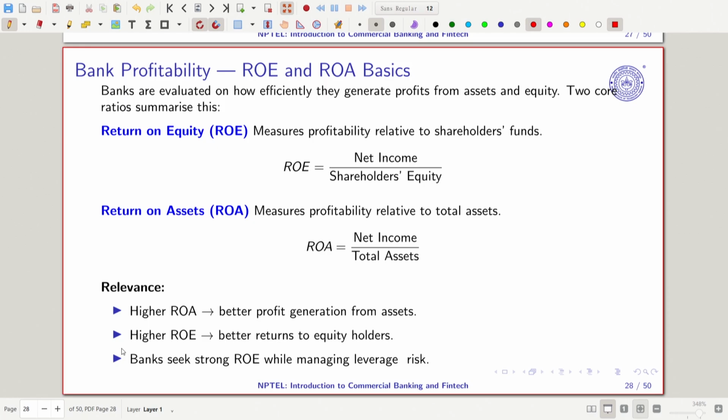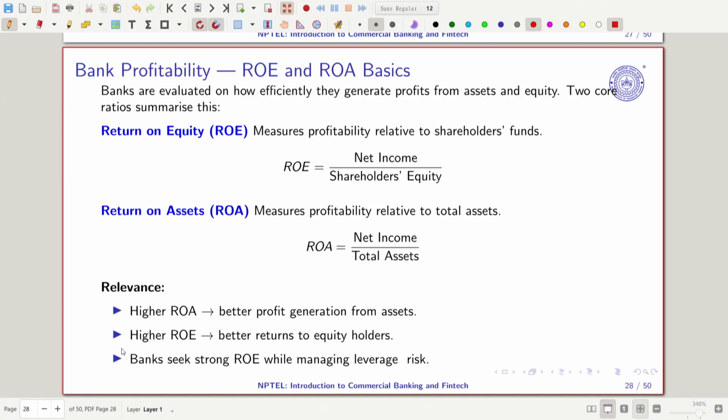So this is how much the company is converting. If the numerator is higher, it means that the company is more efficient in converting assets into net income. If the net income is low relative to the total assets, it means that the bank is not efficient enough to convert assets into net income or interest income. So this is very, very important.